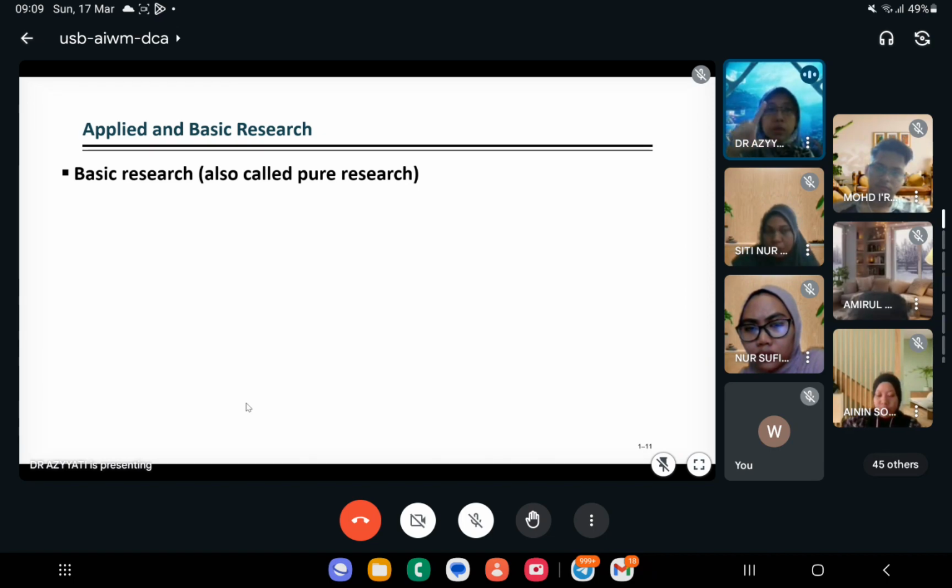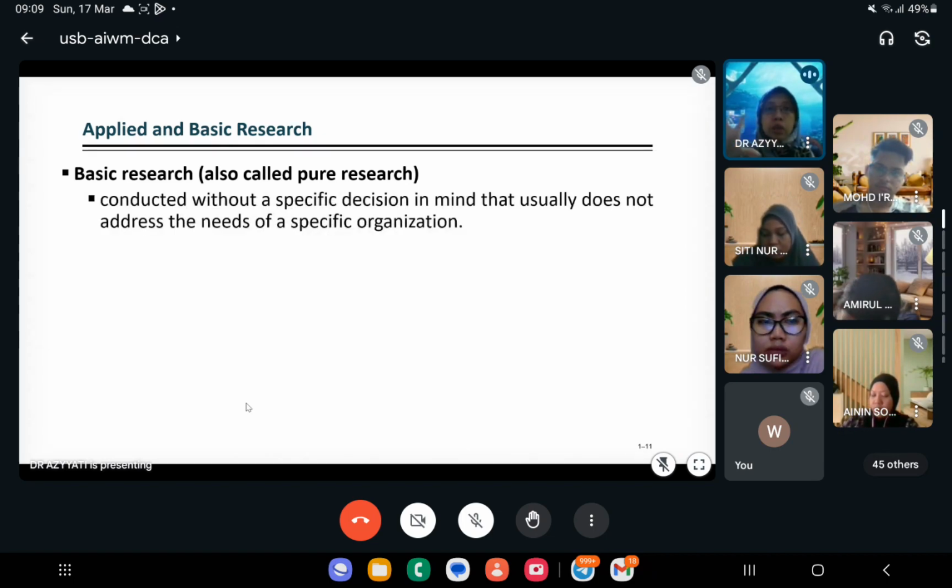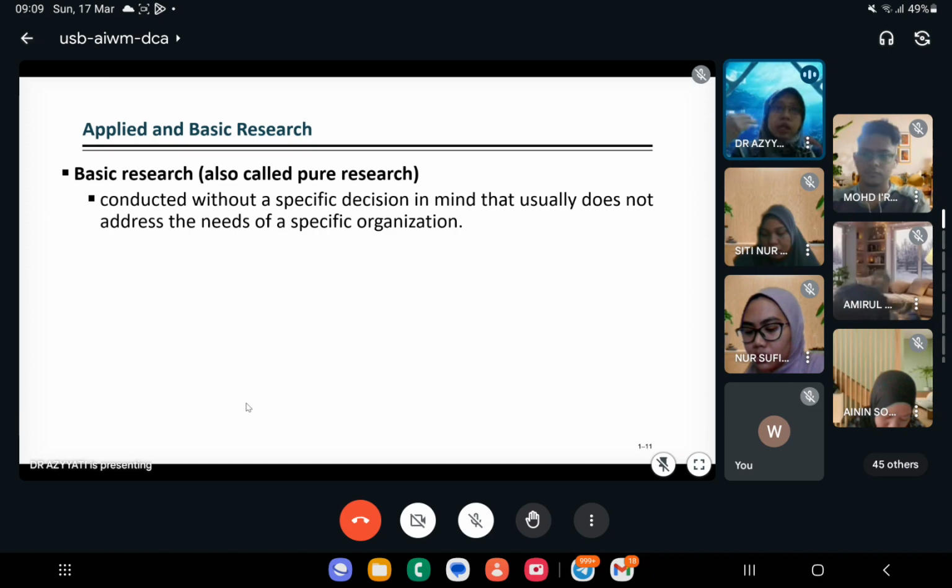Basic research, also called pure research, is conducted without a specific decision in mind and usually does not address the needs of a specific organization. This actually happens among lecturers. We as lecturers do this kind of basic research, something that we haven't explored yet.